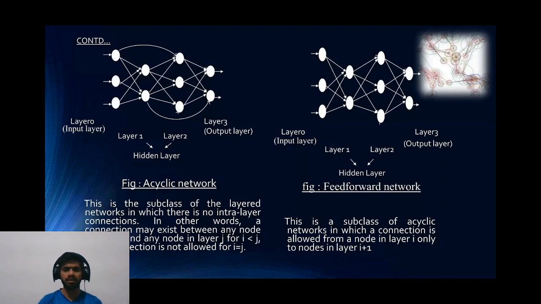Now these are the figures that show the acyclic network and the feedforward network. The acyclic network is a subclass of the layered networks in which there are no intra-layer connections. In other words, a connection may exist between any node in layer i and any node in layer j for i less than j, but a connection is not allowed for i equal to j. The feedforward network is a subclass of acyclic networks in which a connection is allowed from a node in layer i only to nodes in layer i plus 1.